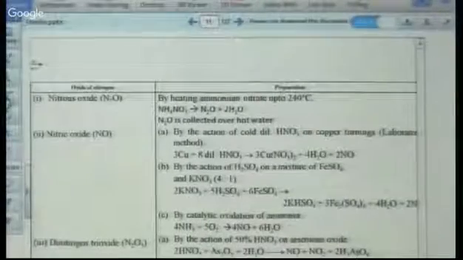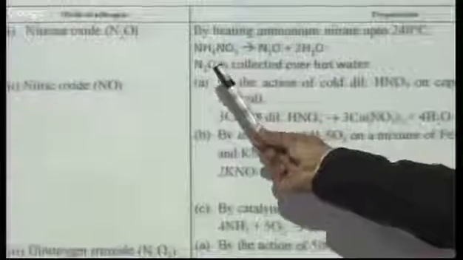This is the preparation of nitrous oxide. All the methods of preparation of nitrogen and its 3 oxides. Most common preparation of N2O, nitrous oxide, is ammonium nitrate heated to give N2O and H2O. Clear? Ammonium nitrate is heated at very high temperature, approximately 250 degree centigrade.